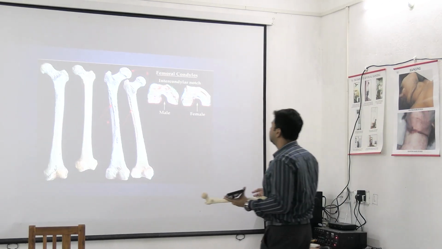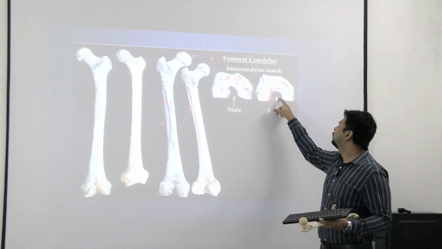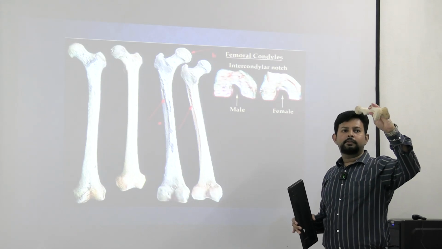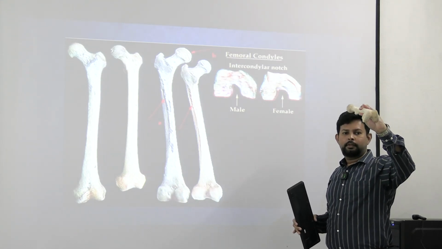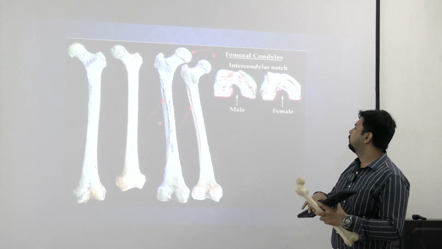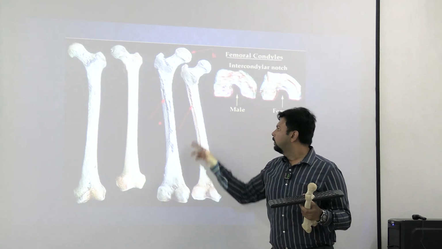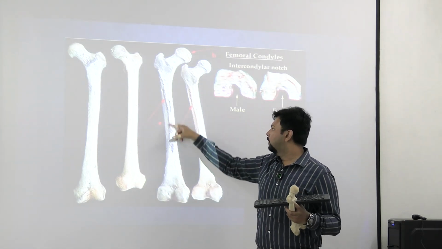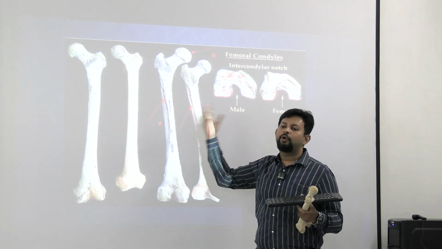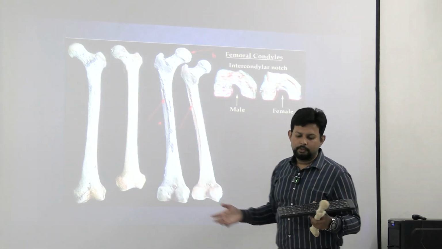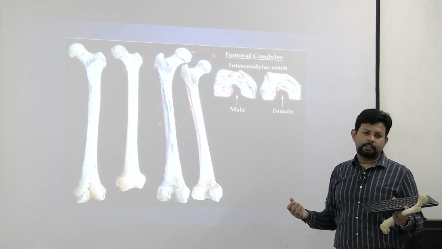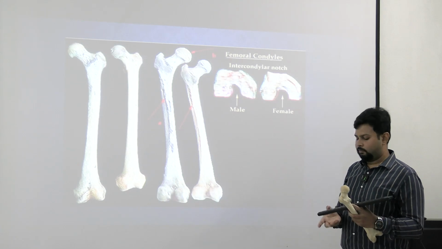Another thing is this groove, the intercondylar notch. This is wider in females, whereas narrower in males. Other thing is the muscular attachments, these ridges and all, where the insertion with the muscle is. Those will be more prominent in males, in all bones, except in athletes. Females can be athletes also, no? In that case, it may be more prominent. Normally in males, it is more prominent.